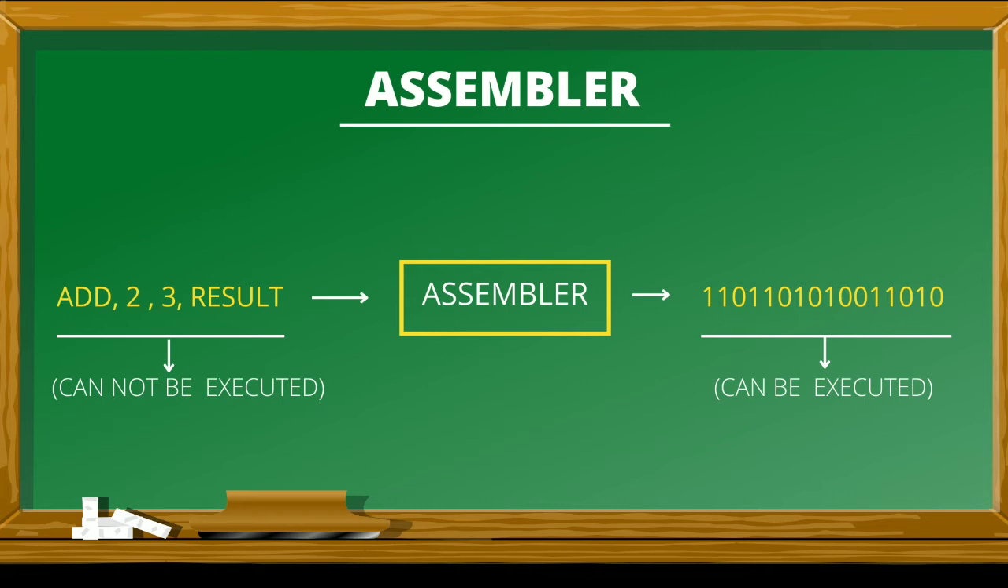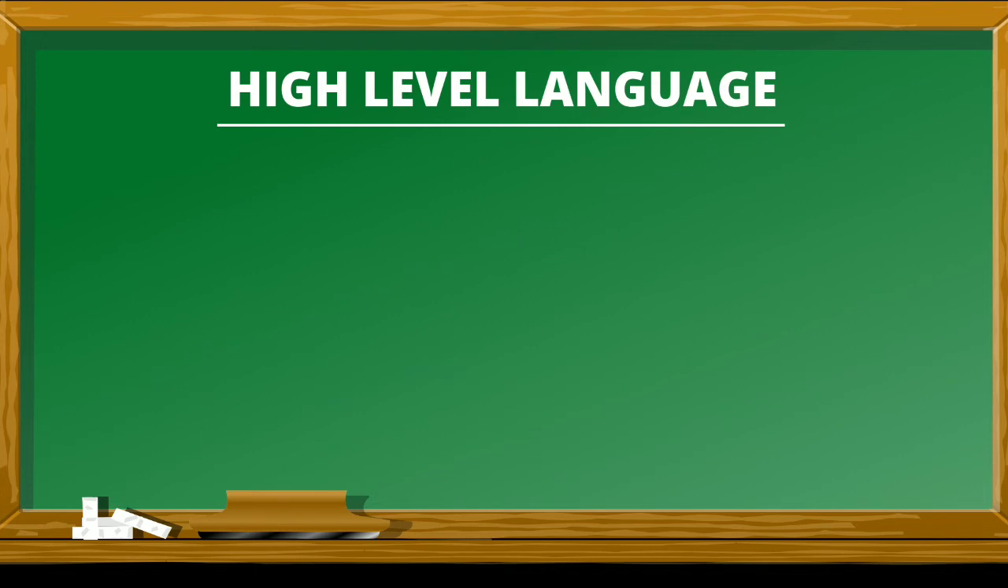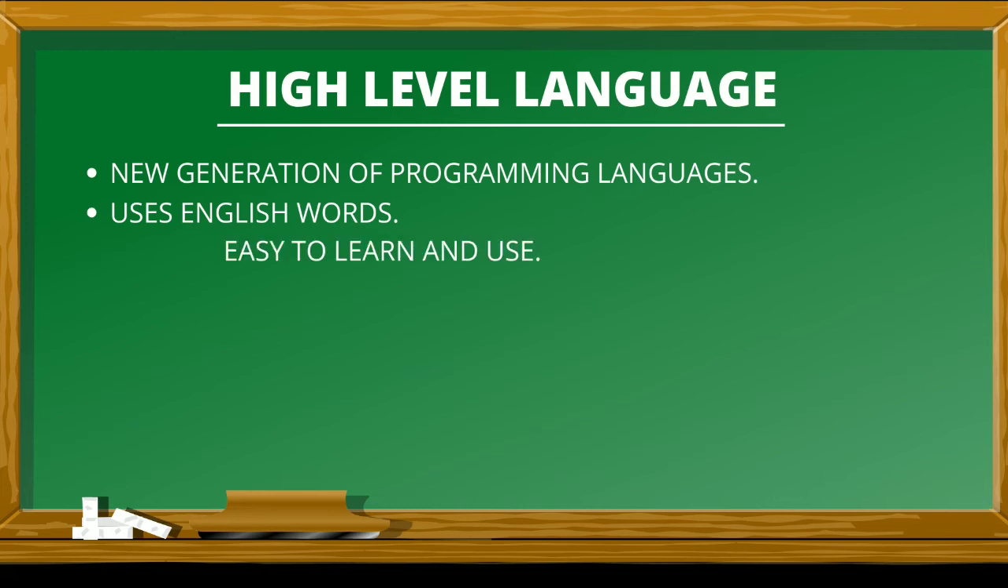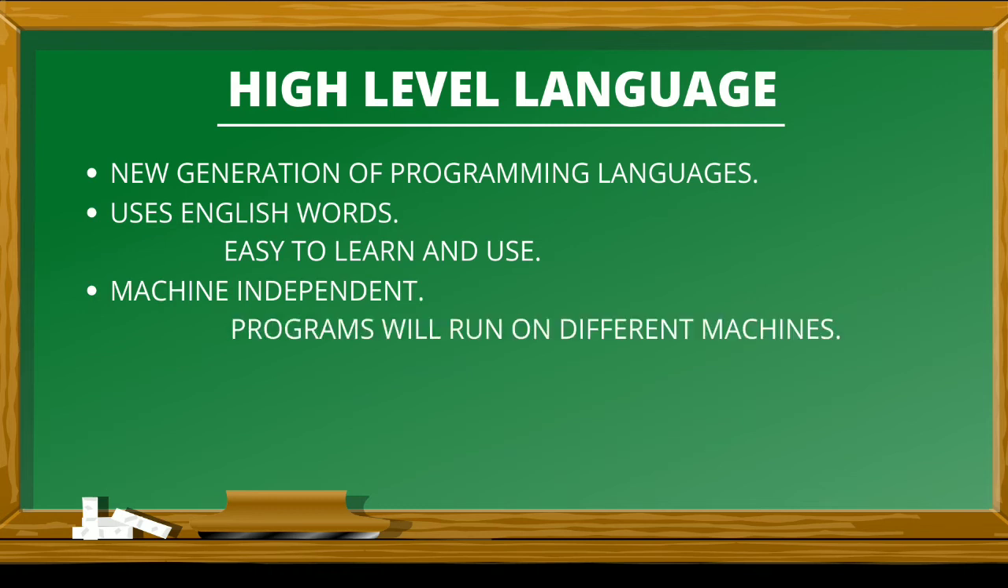So now let's talk about high level language. High level languages are a new generation of programming languages. In high level programming language, we use English words. So this is why high level programming language is easy to learn and easy to use. Also, high level languages are machine independent. So our program will run on different machines, and this is very important.